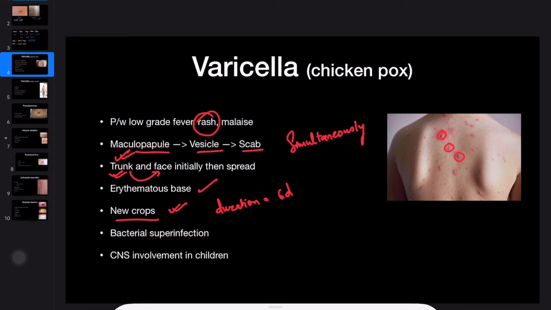So the treatment will only be symptomatic if the patient is immunocompetent. Bacterial superinfection is a special case seen in immunocompromised patients like HIV, AIDS, etc. So there the patient will present with cellulitis or impetigo. CNS involvement is also seen in children, and you will see encephalitis, and that is also a case of immunocompromised state.